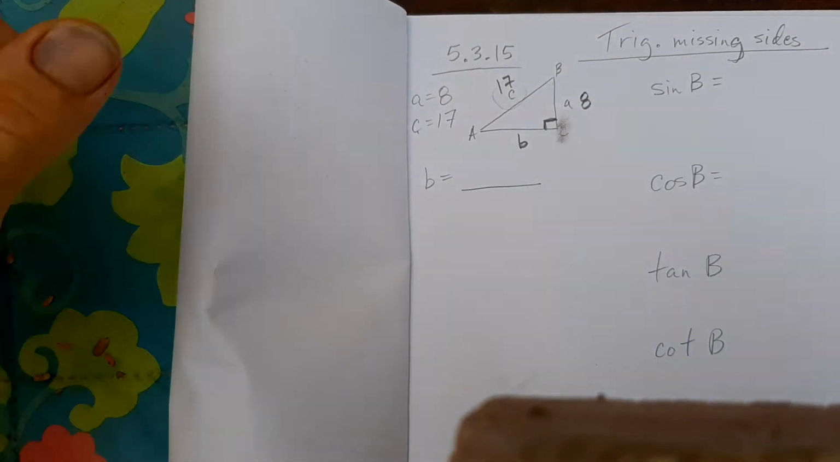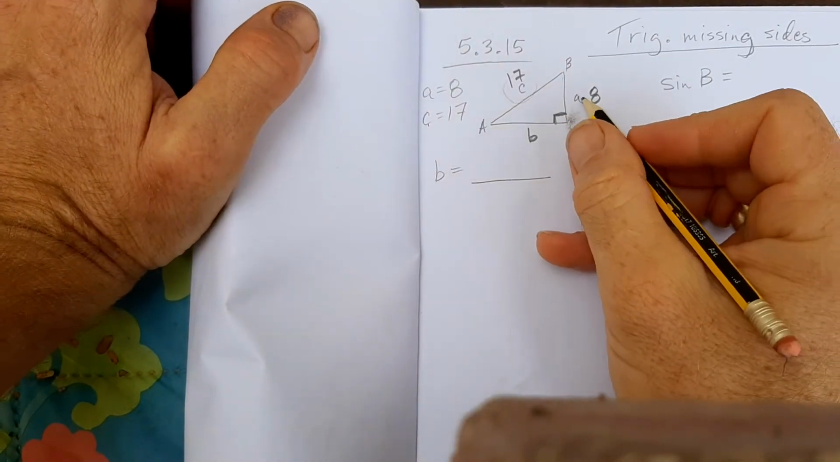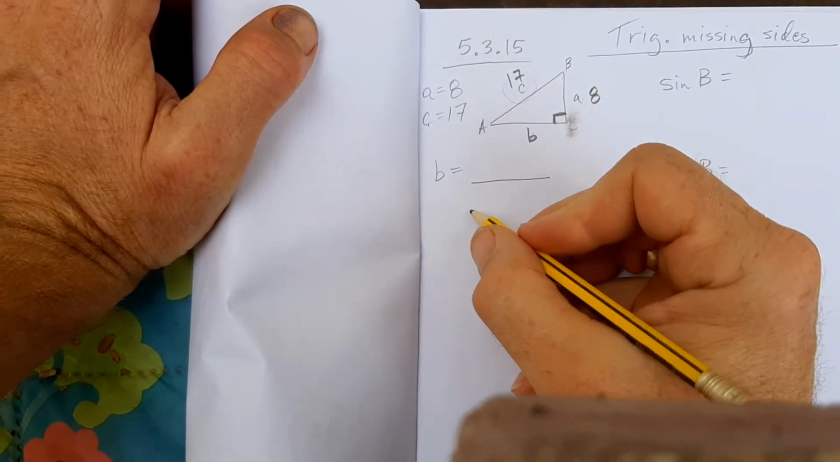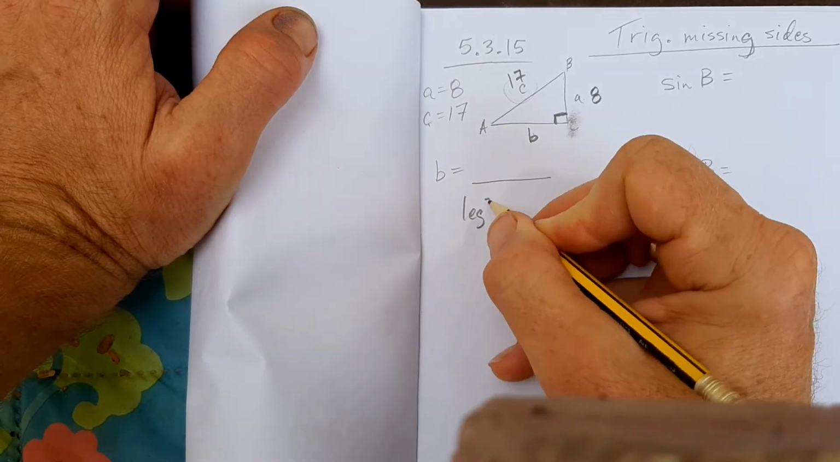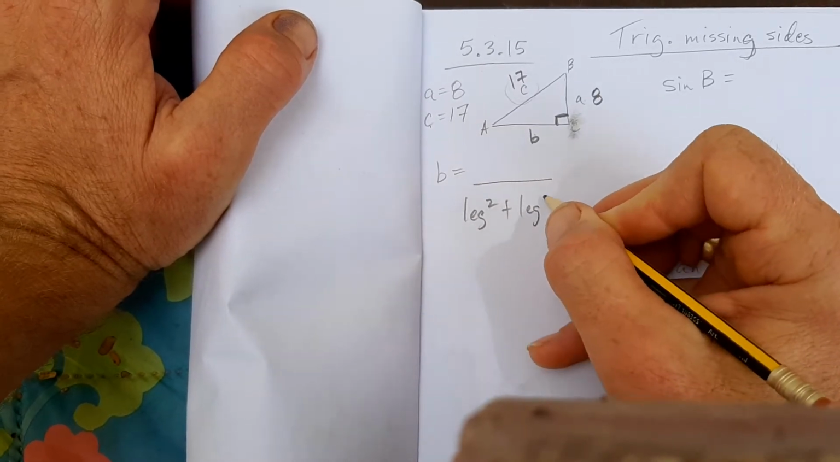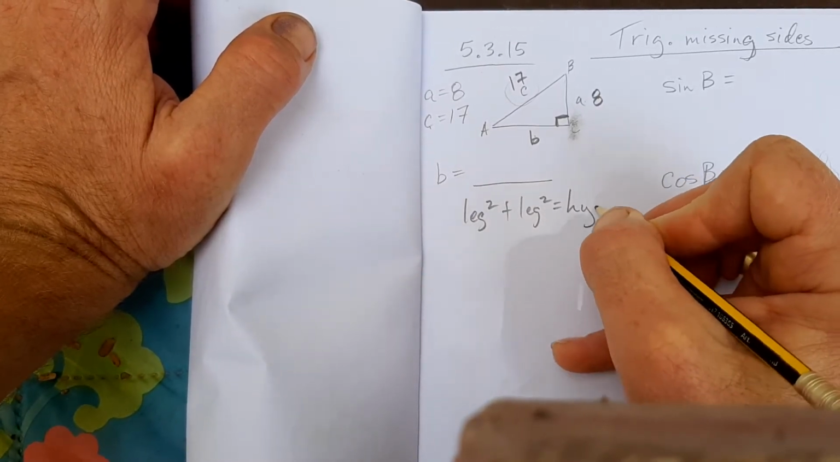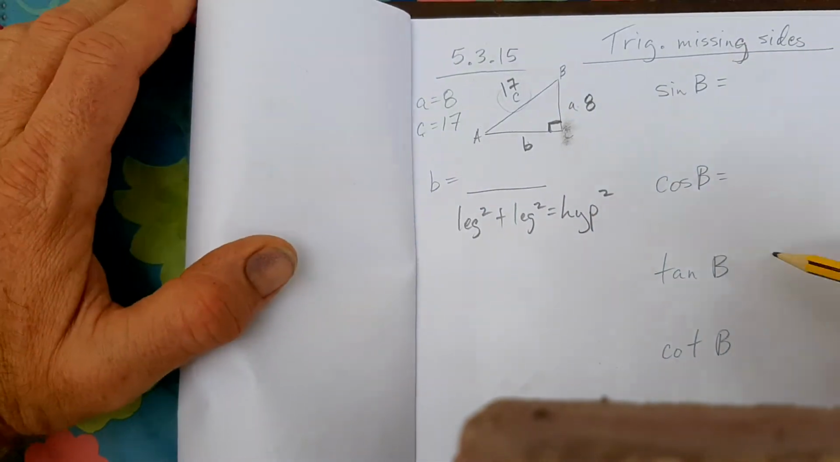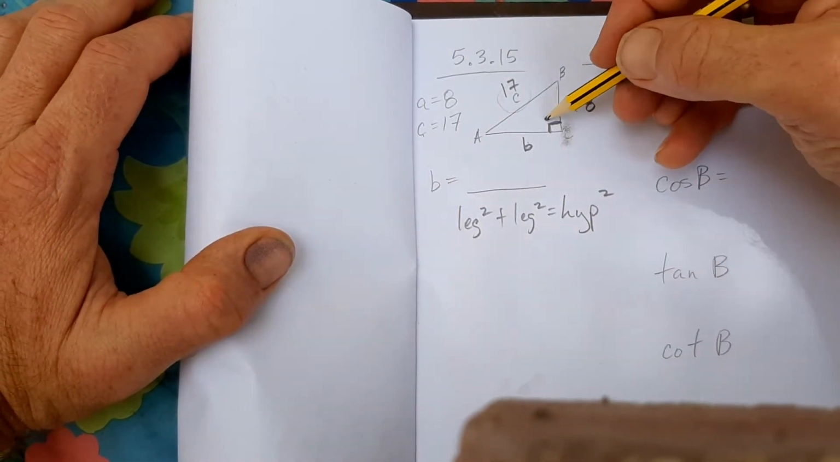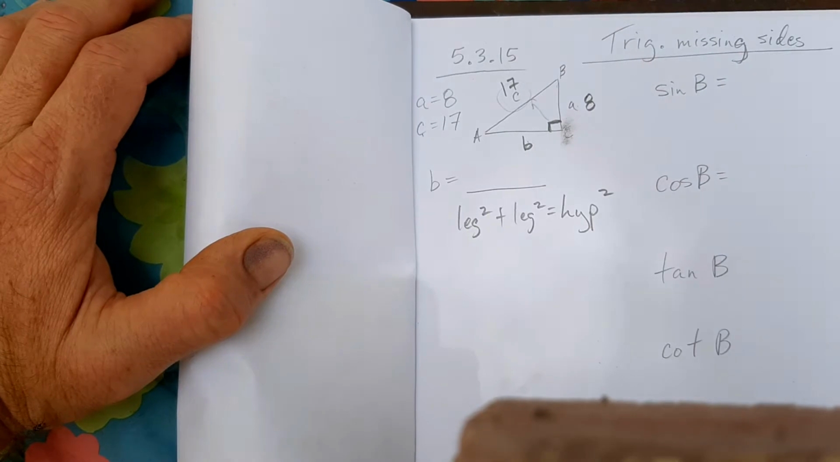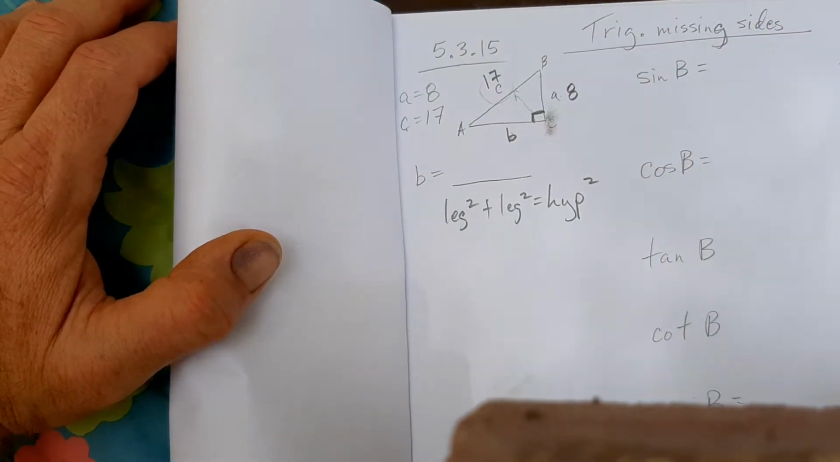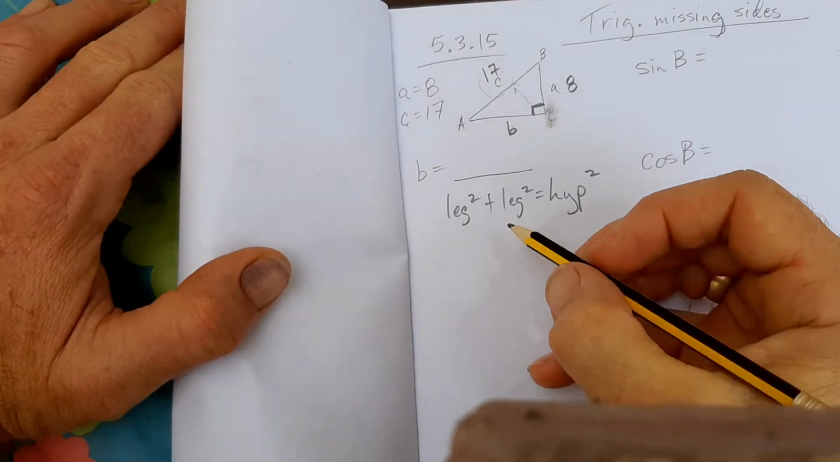I like to draw a picture and just fill in the parts as I figure them out. So, leg squared plus leg squared equals hypotenuse squared, right? I'll write that down. Leg squared plus leg squared equals hypotenuse squared. The hypotenuse is always the longest side, opposite the right angle. Here, C is the hypotenuse. I hope you all remember this, but if you don't, here we go, a little review.